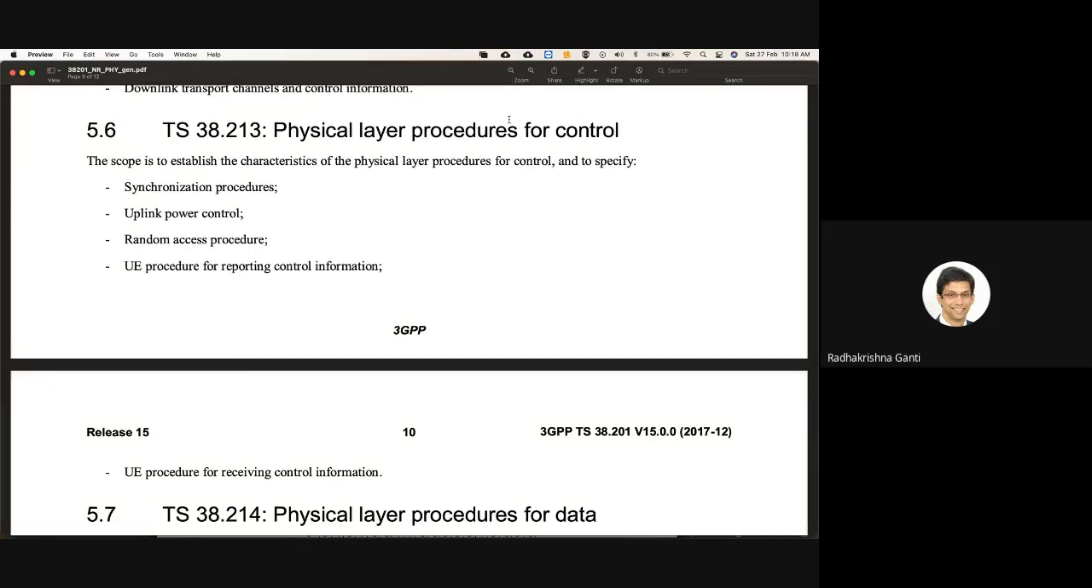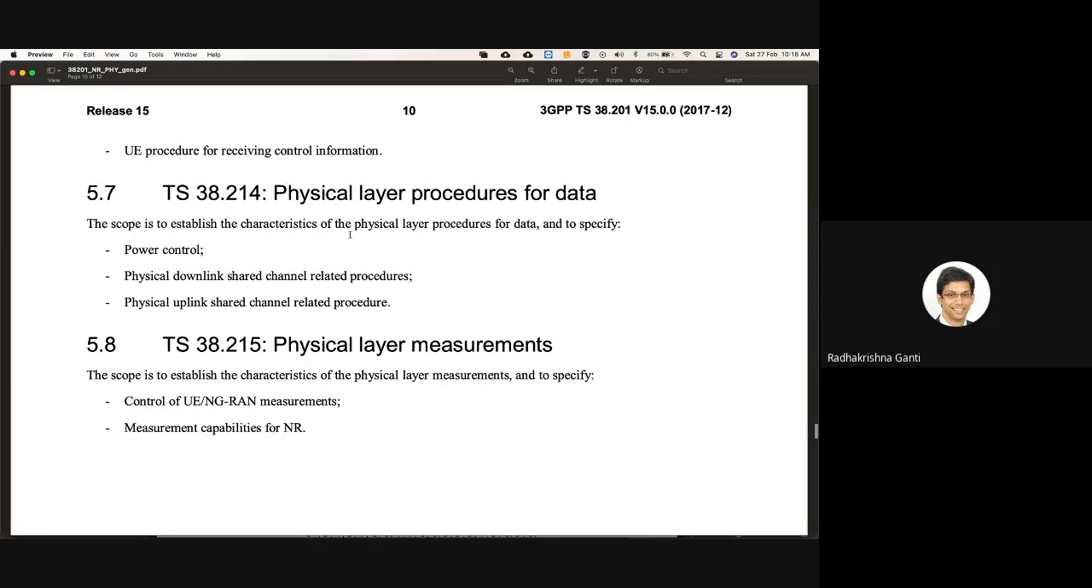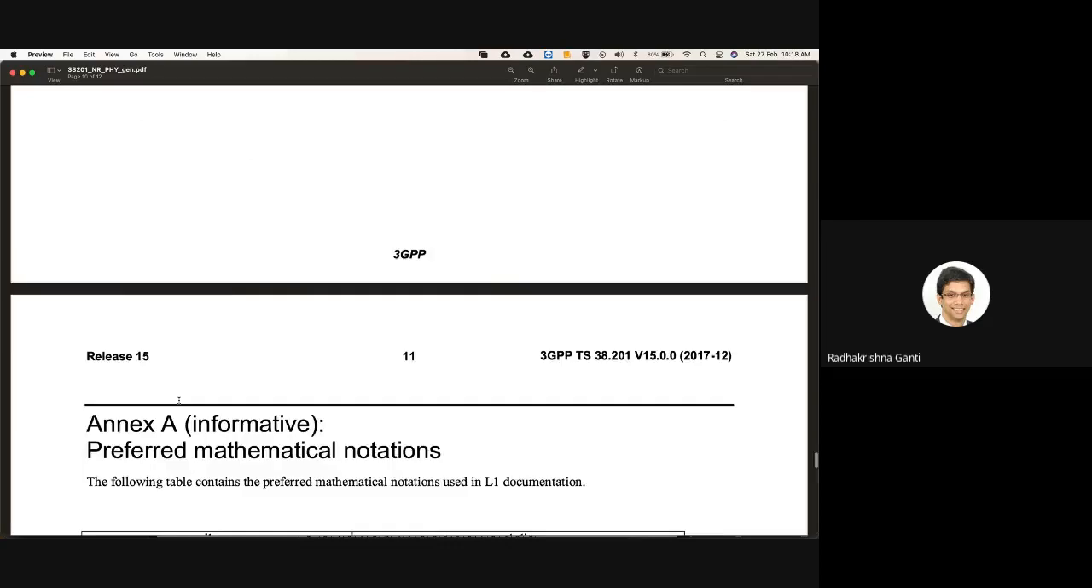38213 talks about physical layer procedures for control. Okay, it talks about synchronization procedures, uplink power control, random access procedures, and UE procedure for reporting control information. 214 talks about the downlink procedures for data, power control, shared channel resource. I mean, what are the procedures for the downlink shared channel, which is the data channel, and the uplink shared channel, which is the uplink data channel. Okay, and 215 talks about the measurements. Okay, so this is what these documents are about.